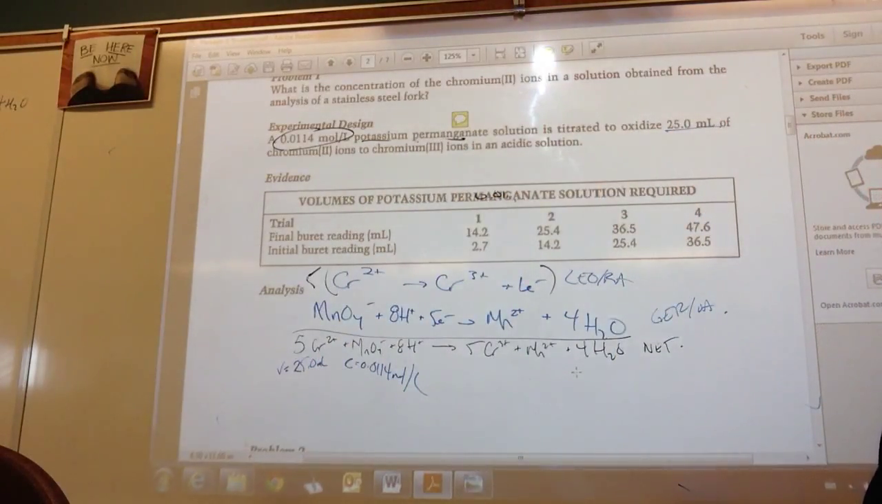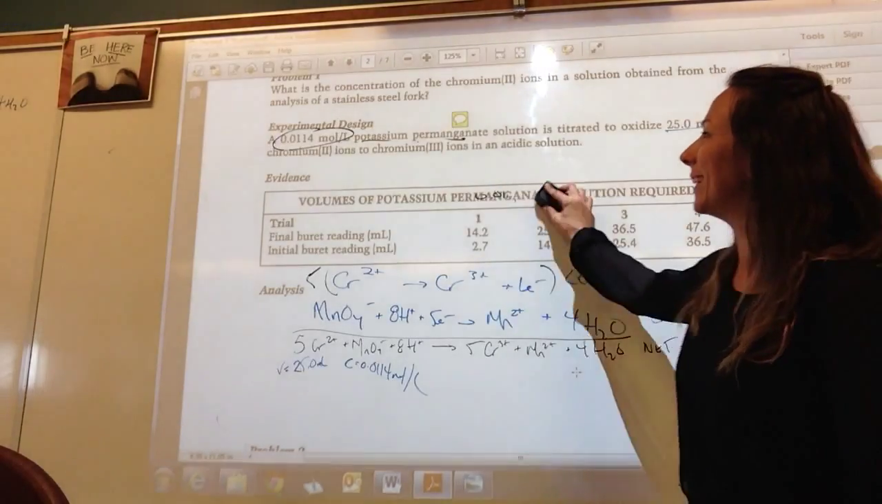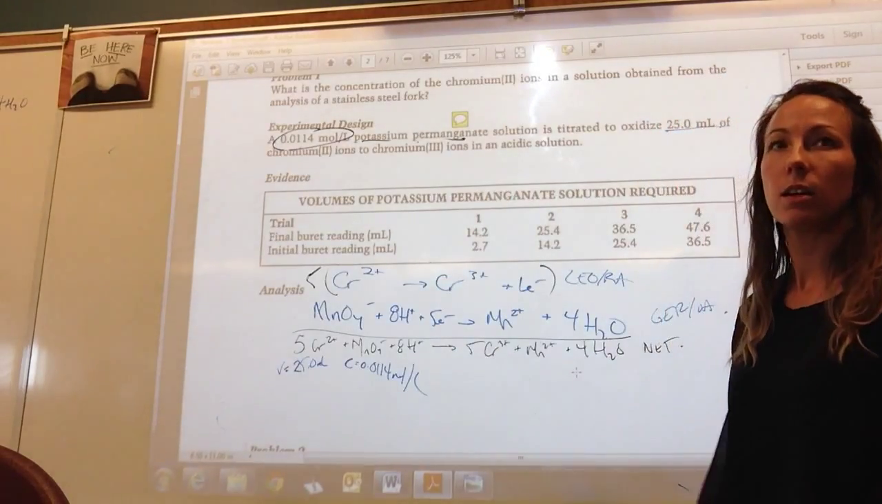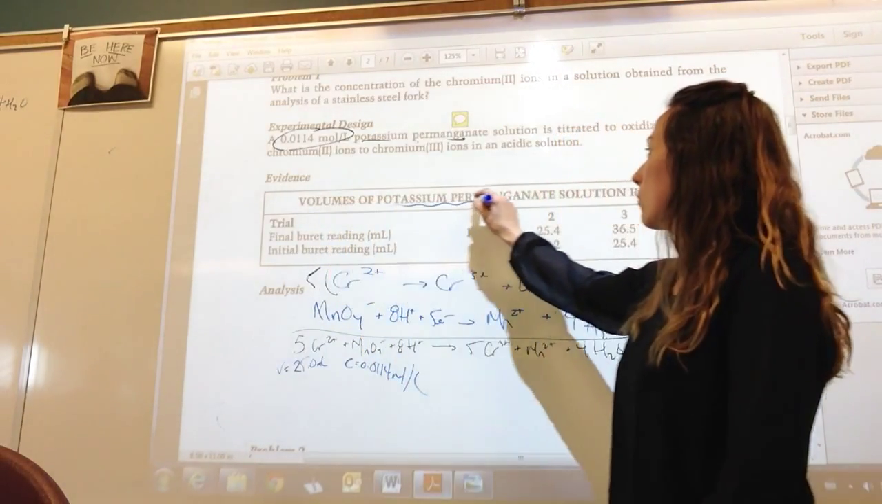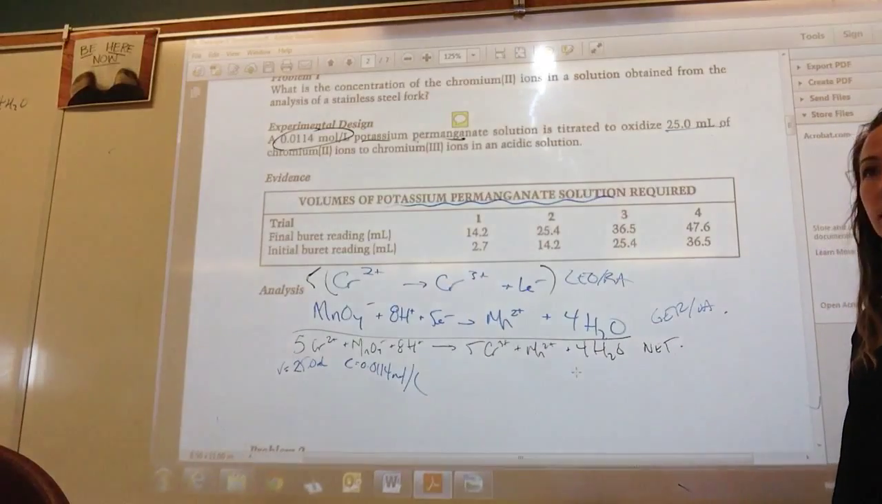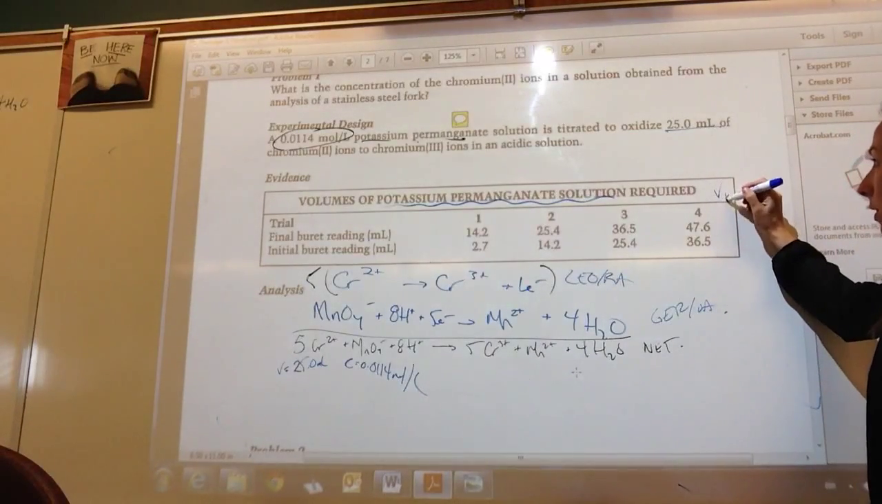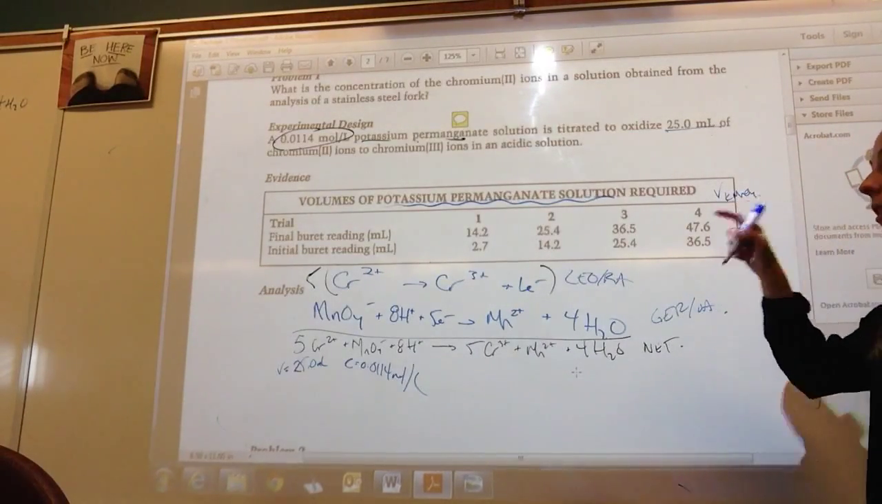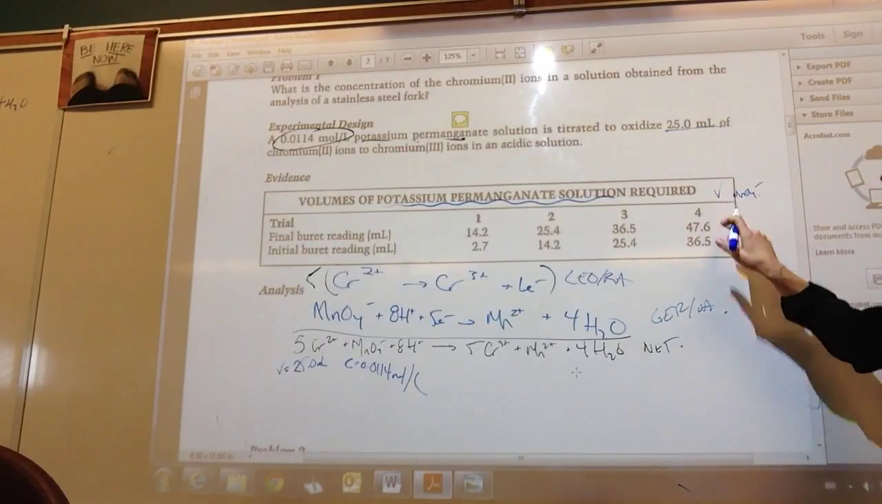What other information am I given? The final initial bit. Well done for reading the title of this. We're also given volumes of potassium permanganate. So these are the volumes of KMnO4, or in our case, we're just concerned about the MnO4 minus.